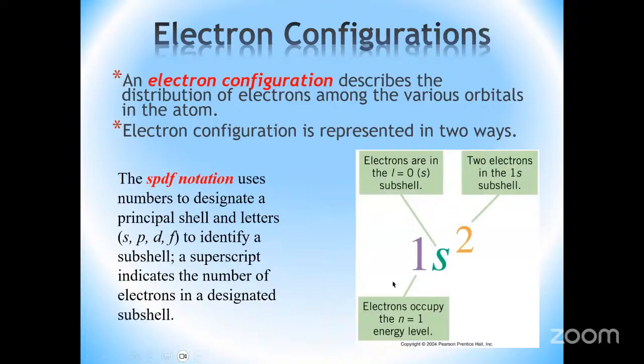Basically, this is an example of the representation in this notation, right? The 1 in this case represents the shell, it could be n equal 1, n equal 2, and so on. The s here represents the subshell, and this 2 written as a superscript represents the number of electrons in that subshell. So the way you interpret this is that the first shell, which contains the s subshell, has 2 electrons in it, all right? We use this representation to show how the electrons are distributed among the subshells.